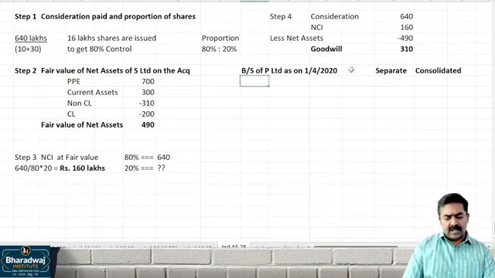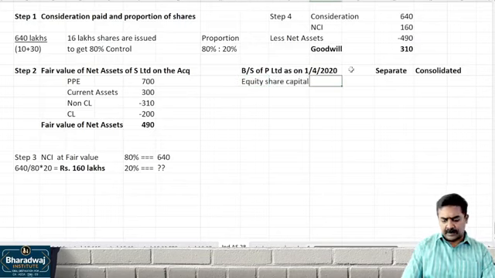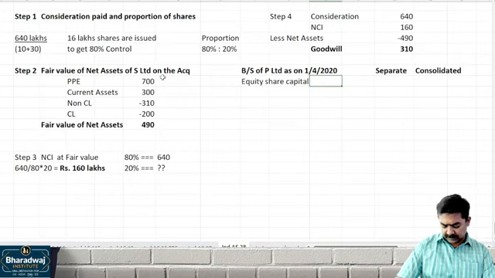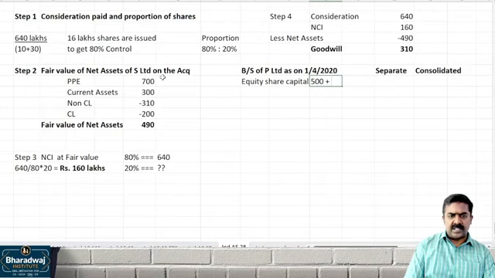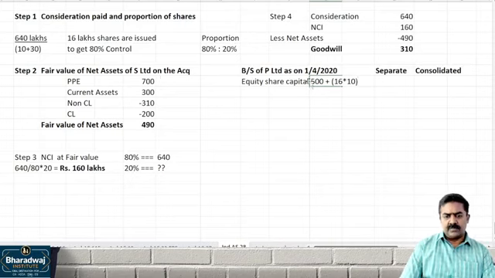Okay. What will be the equity share capital? Holding company எவ்வளவு இருக்கு பாருங்க. 500 இருக்கு. Plus face value of shares issued 16 into 10. 500 plus 16 into 10. How much? Consolidated also 660.